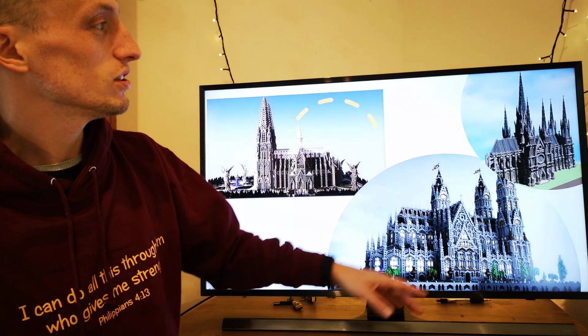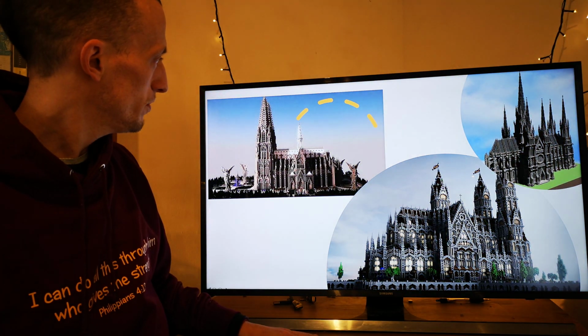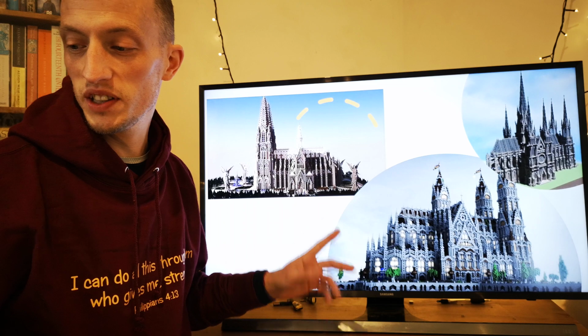And here, this is Notre Dame again. I think that might also be Notre Dame. And a different one there, I'm not sure that's a specific church.